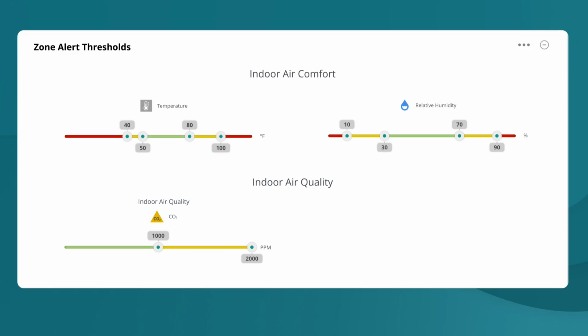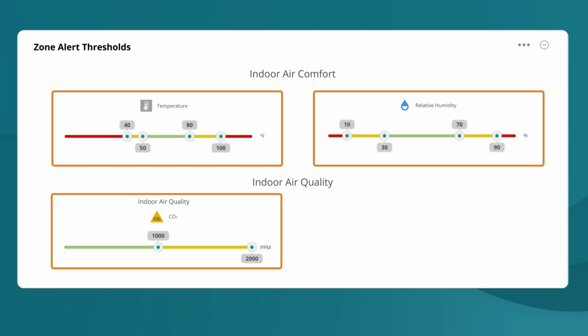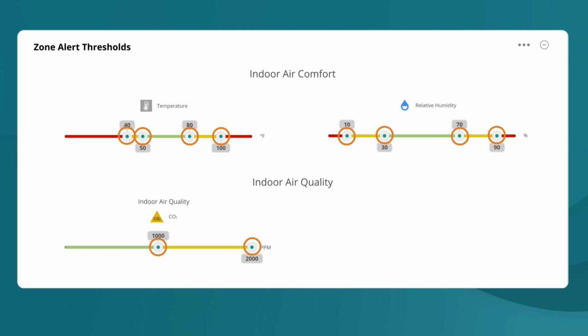Zone conditions have customizable alert thresholds. On each alert threshold slider, you are able to set warning and critical limits. Remember that green is for the normal operation, yellow causes a warning alert to be issued, and red causes a critical alert to be issued.